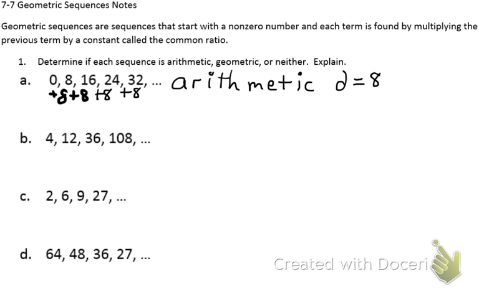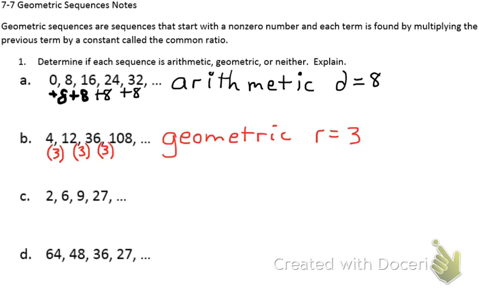From left to right this time, if we go from 4 to 12, we're adding 8, but then 12 to 36, we're adding 24, so definitely not arithmetic. Think about what number you'd have to multiply. 4 times 3 is 12. 12 times 3, 36. 36 times 3 is 108. So it's geometric. We're multiplying by 3 each time. We call that a common ratio.